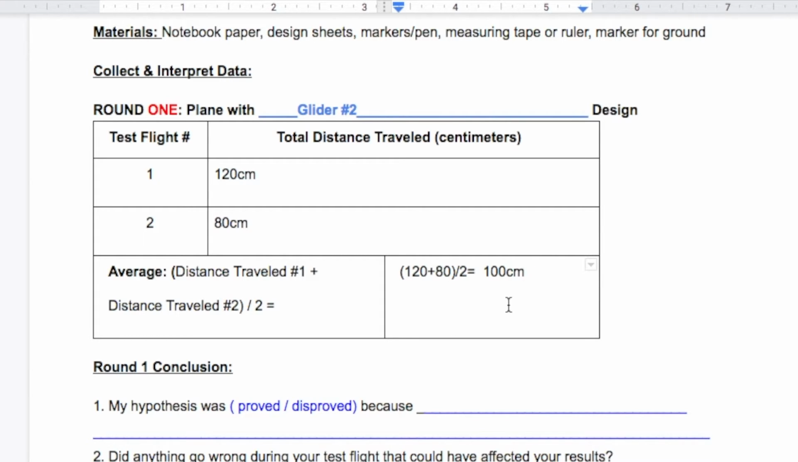Okay, so after I calculate that, I will obviously answer these two questions here. My hypothesis was proved or disproved? So this is where I'm going to look at what I said and see, did this plane fly as well as I expected? If it flew very good, you're going to say proved. If your plane didn't go very far, like it went less than, I would say, 20 or 30 centimeters, you would select disproved and then talk about anything that went wrong.